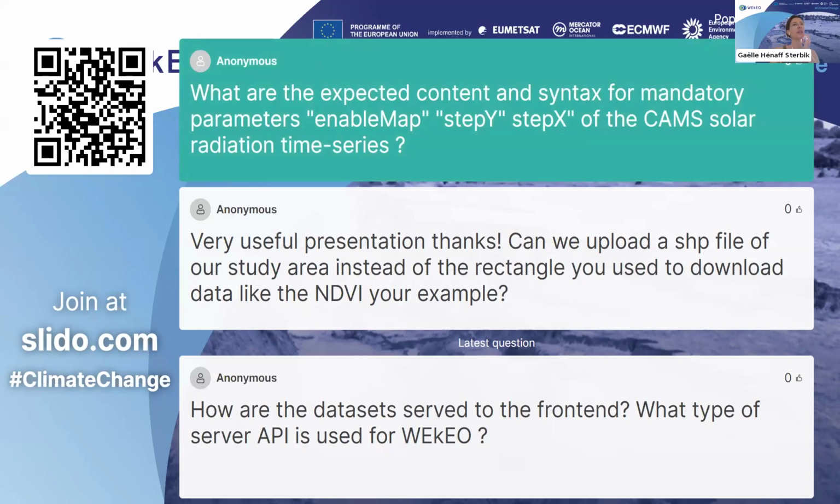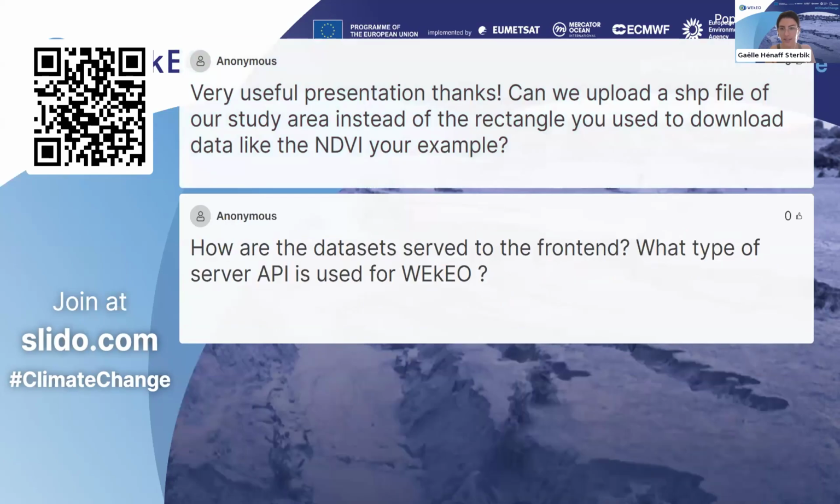The next question being a more technical question: what are the expected content and syntax for mandatory parameters enable map, step Y and step X of the CAMS solar radiation time series? It's a precise question on a product, so I don't know if you know that. Honestly, I don't really understand the question, so I don't want to say anything wrong. So maybe come to the user support chat as I've just shown, and we will be able to help you on that. But here live, I don't have the answer. Sorry. I put also the question on the side, just in case.